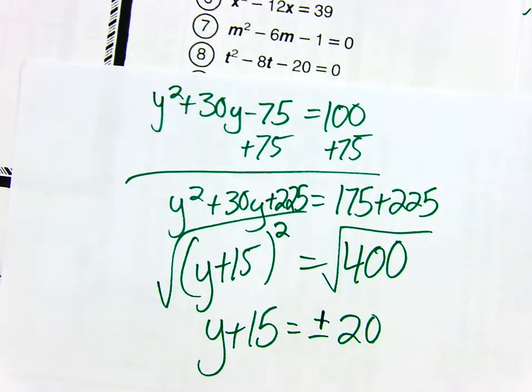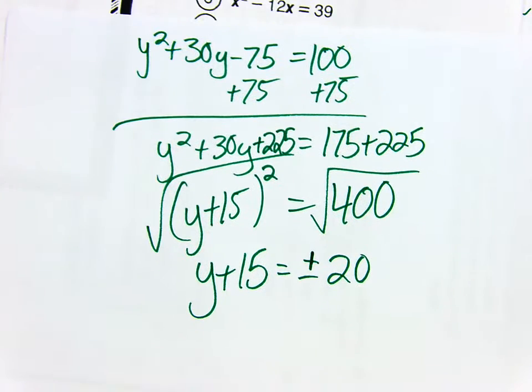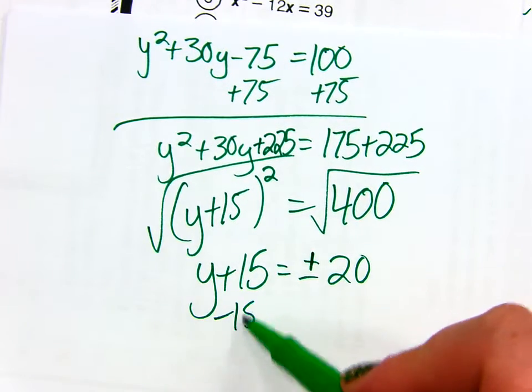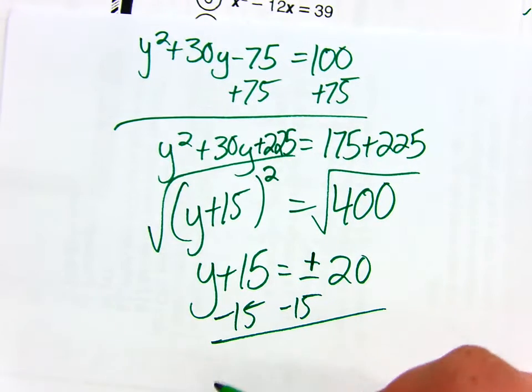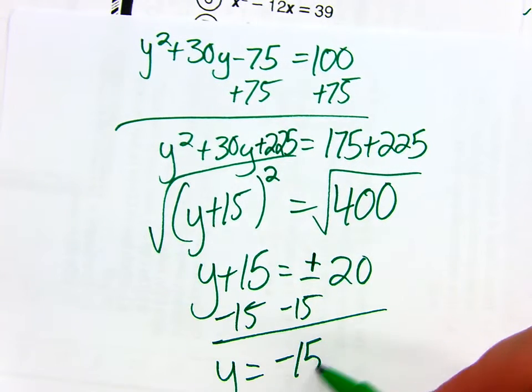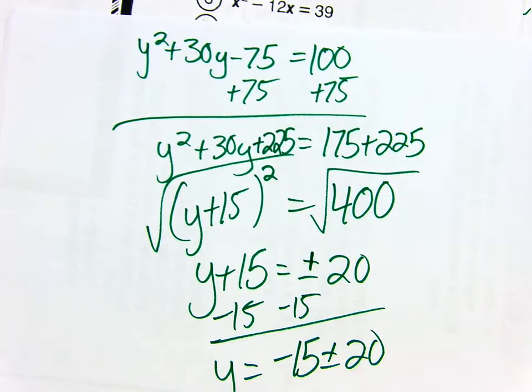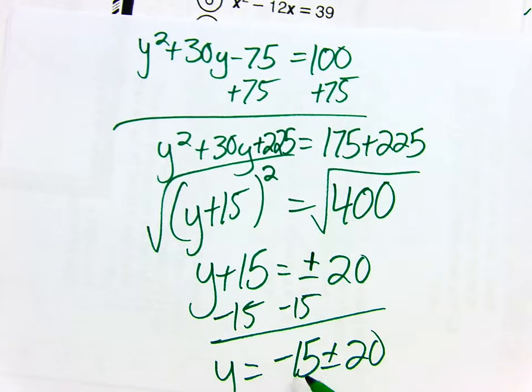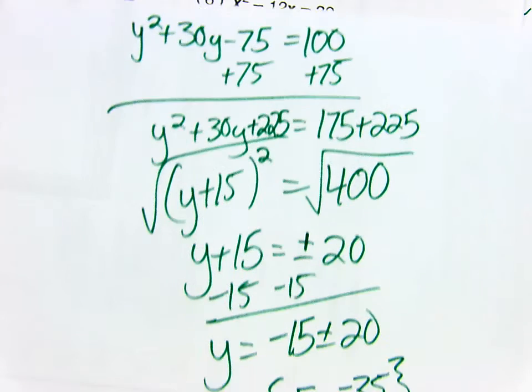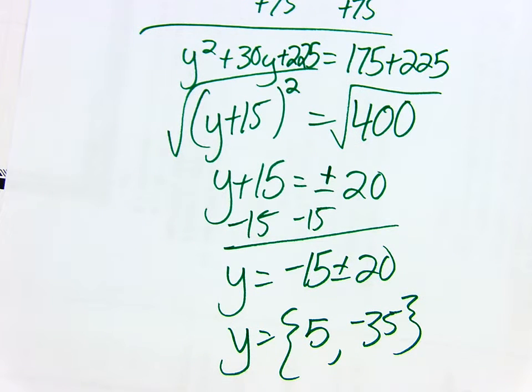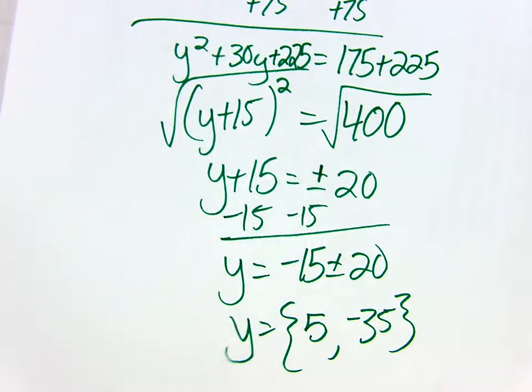So it looks like we got lucky here. And then I just minus 15. Negative 15 plus 20 would get me 5. Negative 15 minus 20 would get me negative 35. So this thing will cross the x-axis in those two places. So 14 is F. 14 is S.